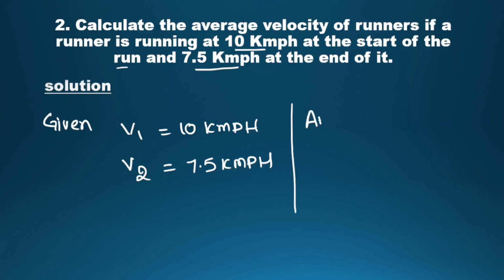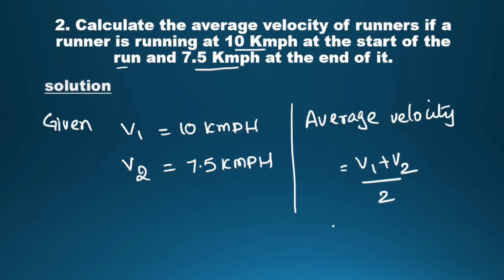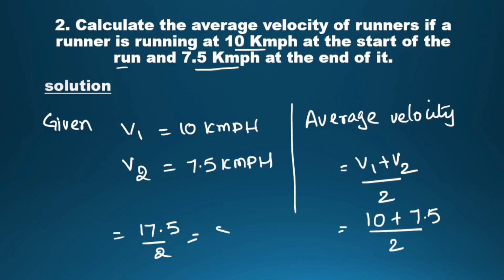See, in this case, average velocity equals (V1 plus V2) by 2. Now, V1 is 10 plus V2 is 7.5, divided by 2. Now we will get 17.5 divided by 2. Hence the answer is 8.75 kmph. What is kmph? Kilometer per hour.